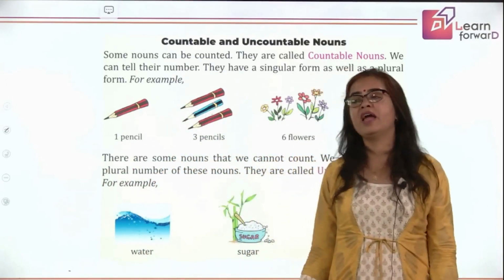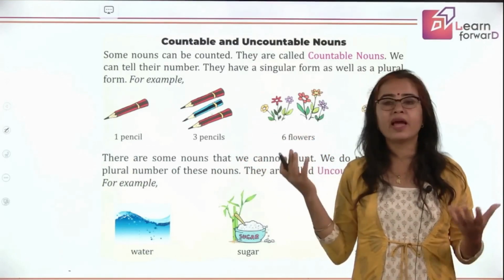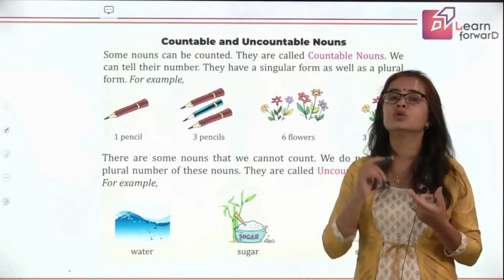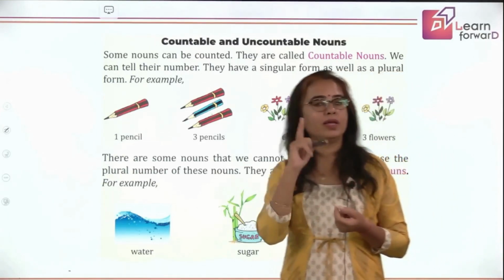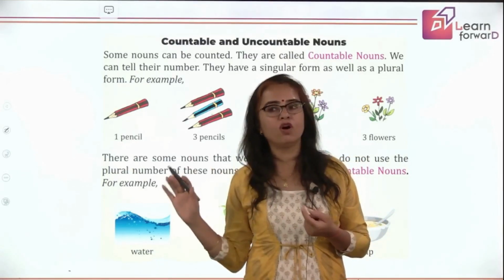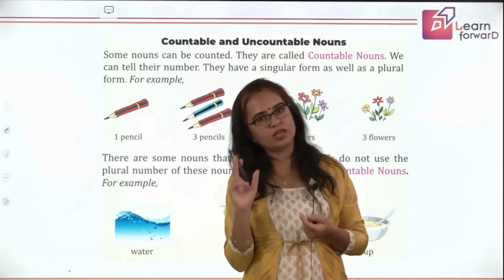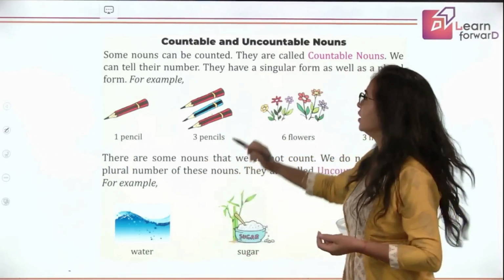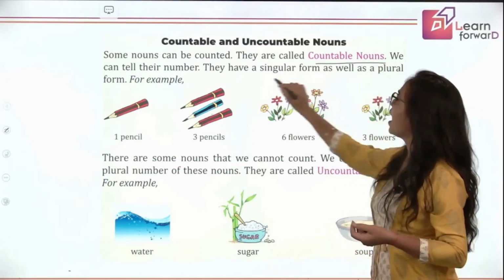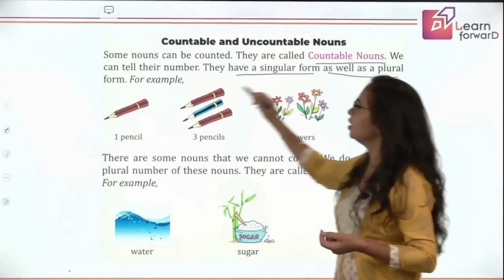So if I ask you about milk, about water, you cannot say it's singular or plural because you cannot count, right? So always only the countable nouns have singular and plural forms. The uncountable nouns do not have a singular or plural form. Remember this. Got it, students? Good. Let's move ahead. So only the countable nouns have a singular form as well as a plural form.